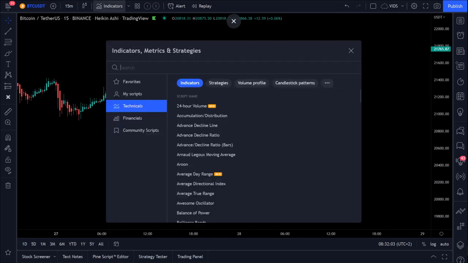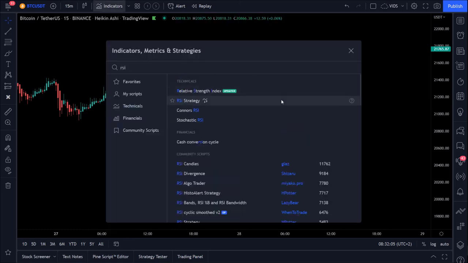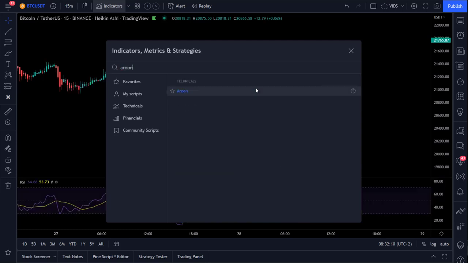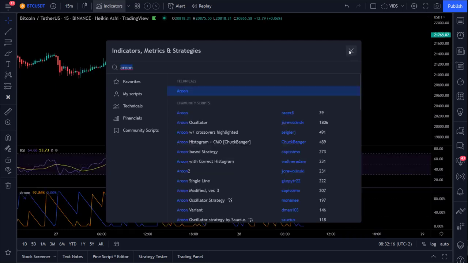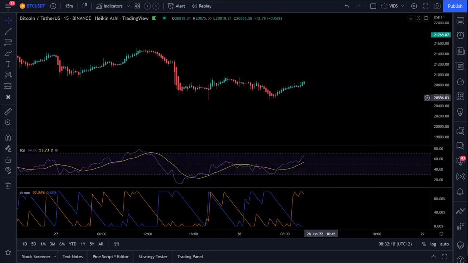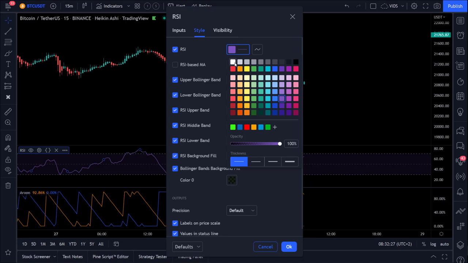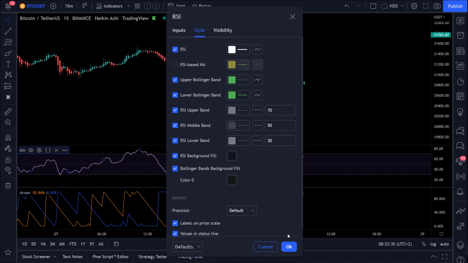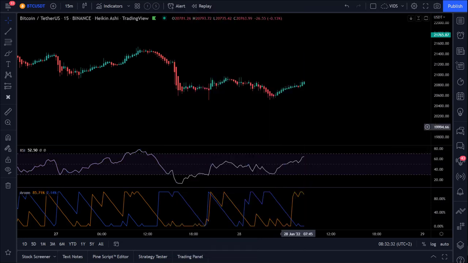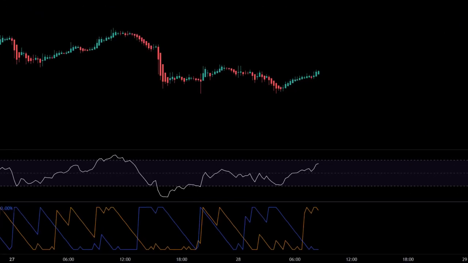The first indicator is RSI, or the Relative Strength Index. The second indicator we add is the AROON indicator. Let's get the indicators right before we can proceed with the strategy. We'll start with the RSI indicator. Remove the RSI-based MA because we don't need it. Then you can choose to make it white as I do. We do not need to modify the AROON indicator. Good. Now that the indicators are in place, we can start with the strategy.